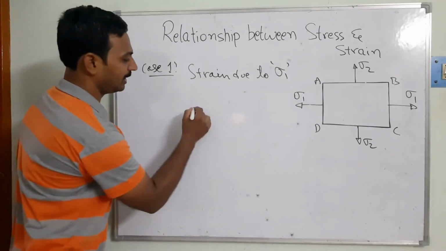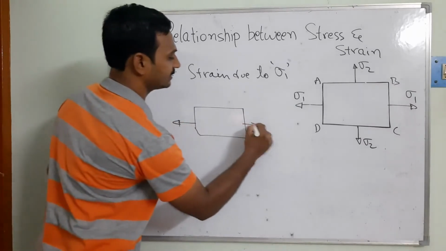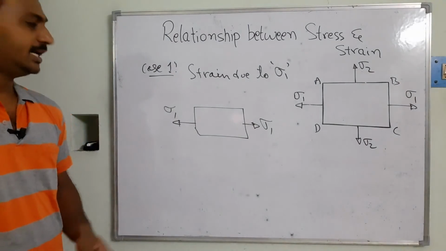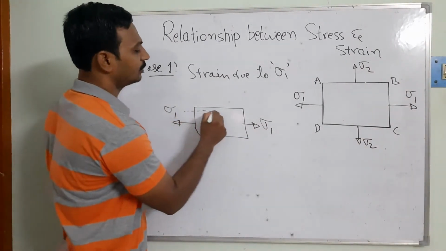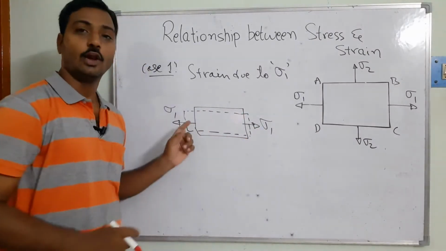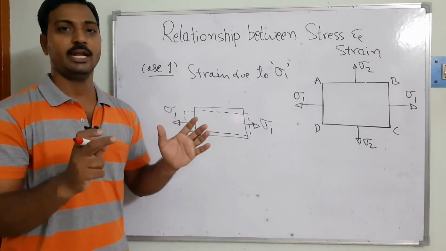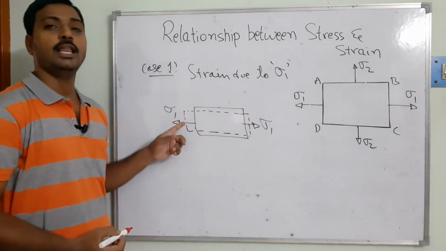So I take the same object, with the stress sigma 1 acting on it. It is very clear that when the stress acts, the member starts elongating in this direction. That means along the direction of the stress, the member elongates or deforms. It means the material in the lateral directions shifts to the linear direction.